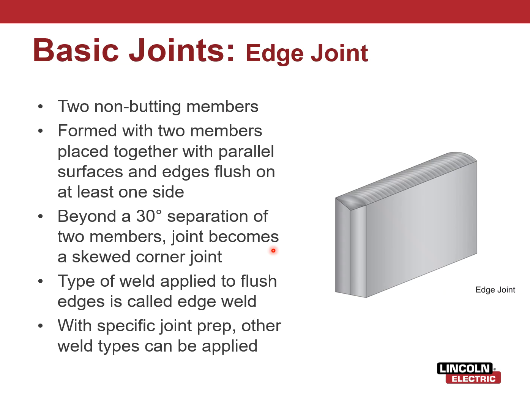Okay, so you can have skewed joints depending on the misalignment of them, and the threshold for an edge joint is 30 degrees. I think for a butt joint, it's anything outside of 180. So anything outside of both those plates in a butt joint being perfectly parallel on the same plane would be considered a skewed butt joint.